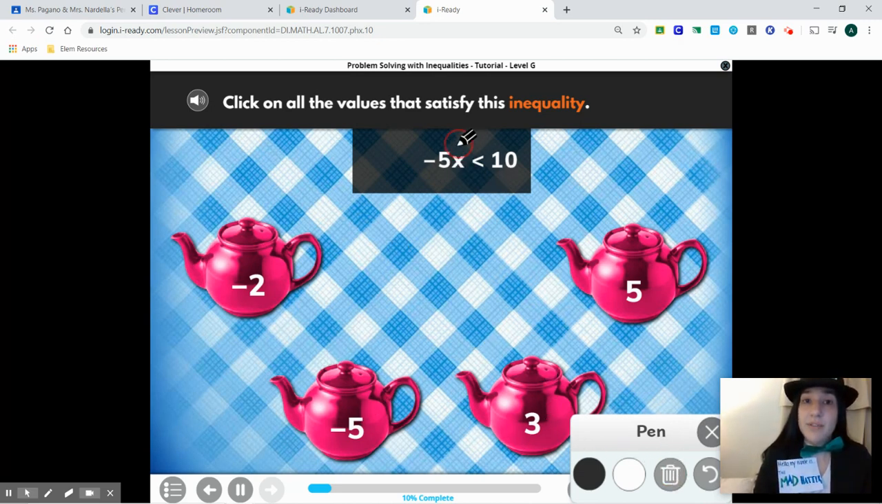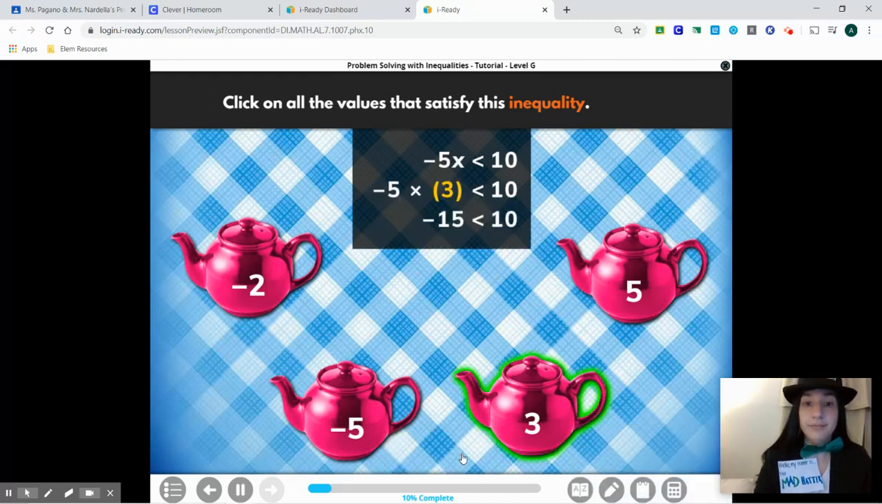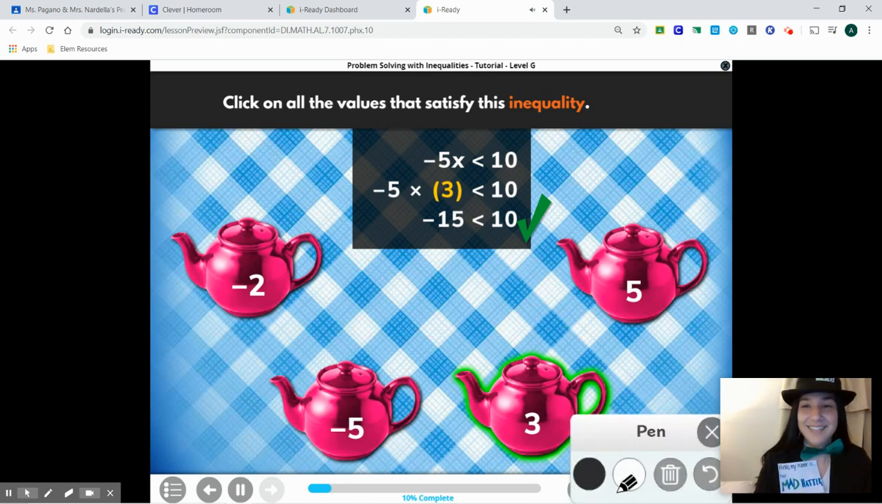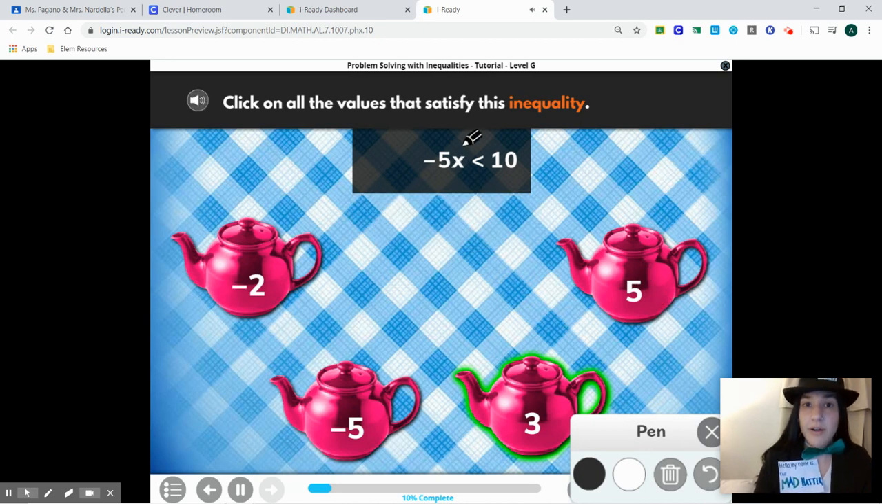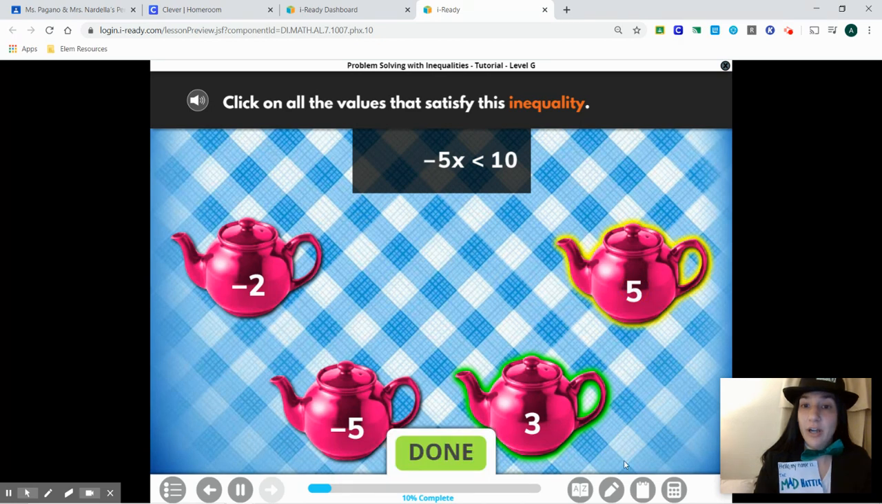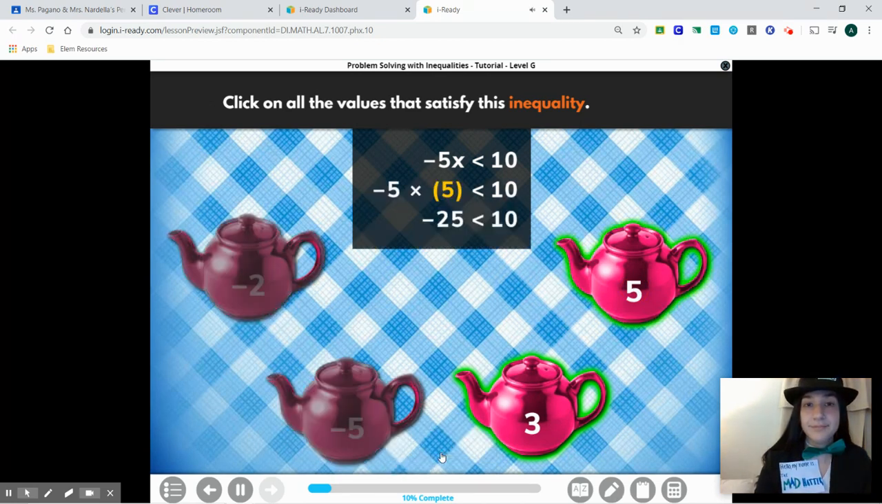Negative 5 times 3 gives us negative 15. Negative 15 is less than 10, so this is our first solution. Negative 15 is less than positive 10. Positively. There is another solution to this inequality. You must find it. One more, let's double check. 5 times negative 5 is going to give us negative 25, which is less than 10, so we found our other solution. I'd say negative 25 is less than positive 10 for certain.